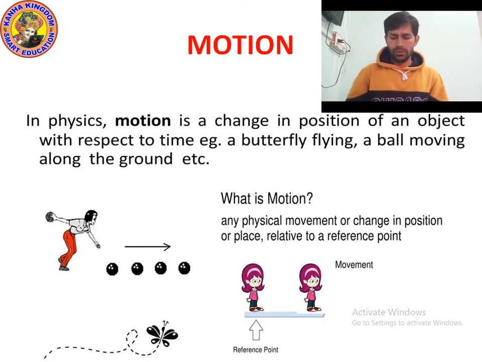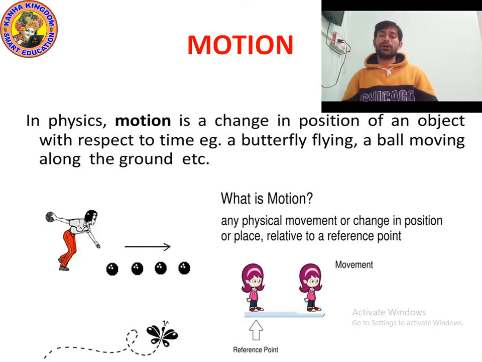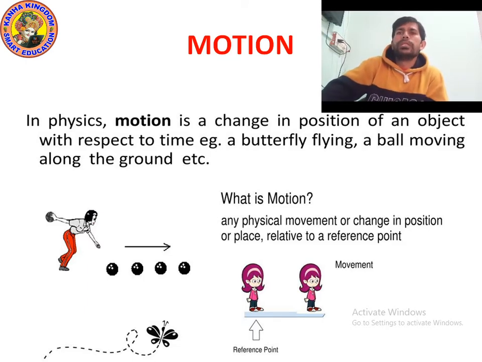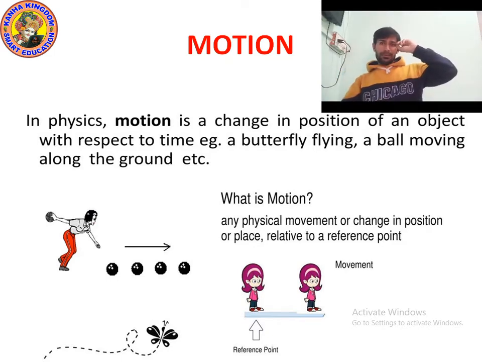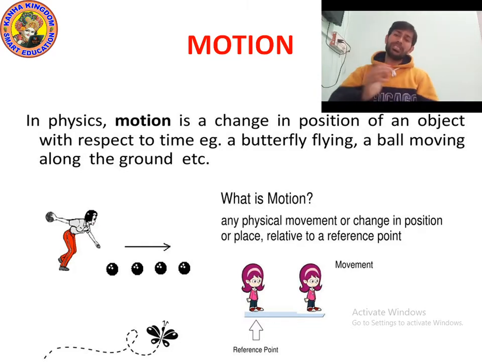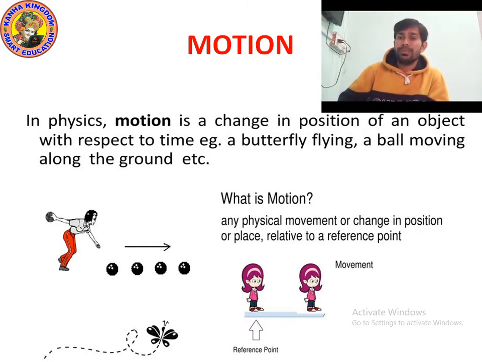First of all, let's see what is the meaning of motion. What is motion? Motion means a change in position of an object with respect to time. What does this definition mean? It means your position should change. You should not sit at one place. Your position should change with time. As time passes, if your position is changing, it means you are in motion.